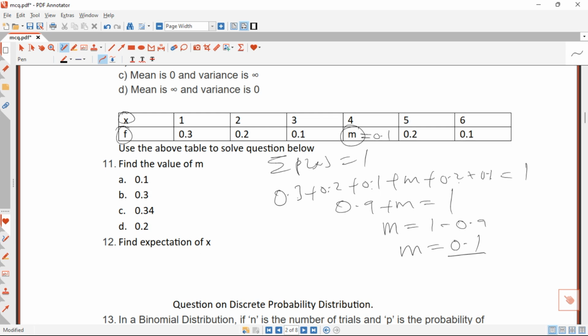And then we are to find the expectation of X. We know that expectation of X for discrete cases will be the summation of our X times the probabilities of that random variable. So here we are just going to multiply this one by that and then add it. I'm going to leave this one to you as an assignment. Please kindly make sure you do it and share it in the comment section below, so that when you are right, I'll reply that you are right.